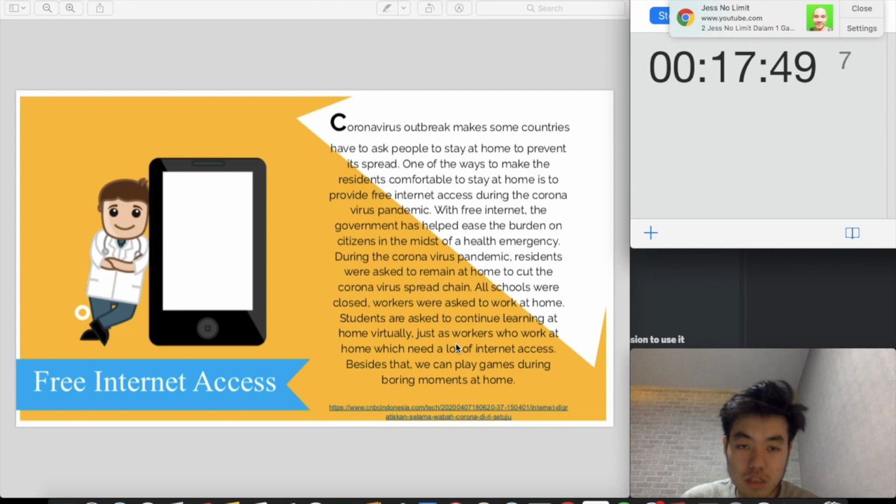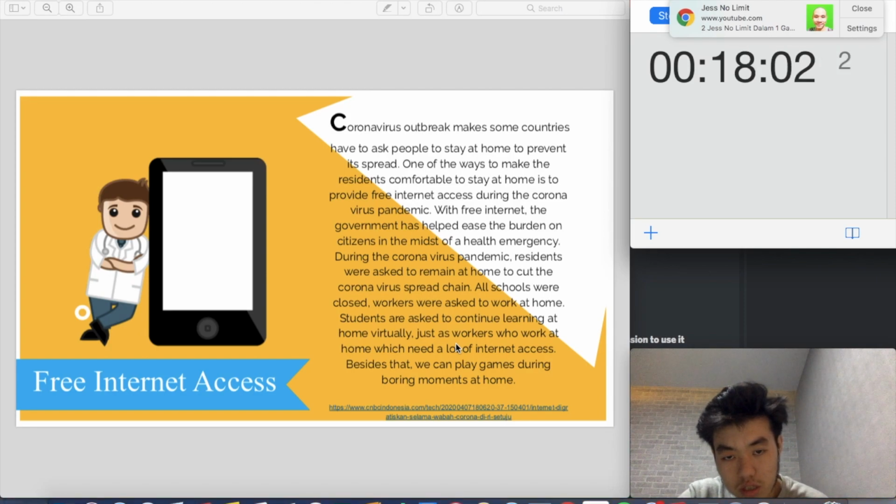During the coronavirus pandemic, residents were asked to remain at home to cut the coronavirus spread chain. All schools were closed, workers were asked to work at home, and students were asked to continue learning at home virtually, just as workers who work at home need a lot of internet access. Besides that, we can play games during boring moments at home.